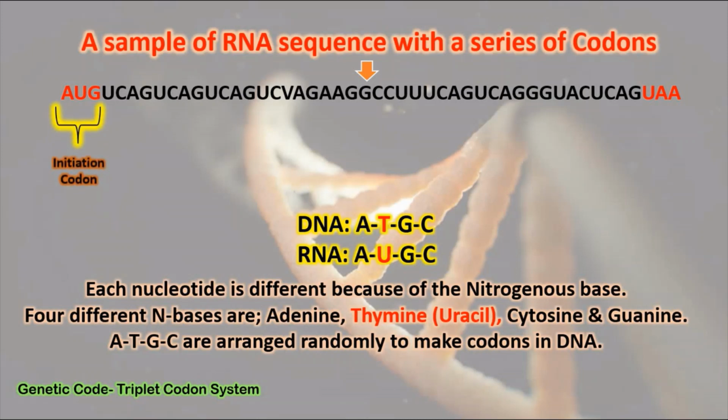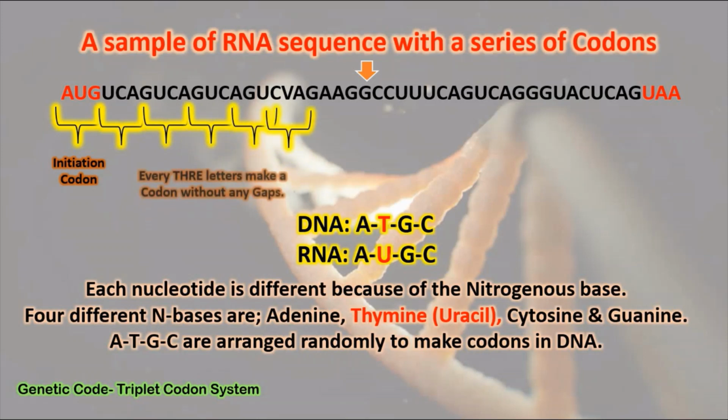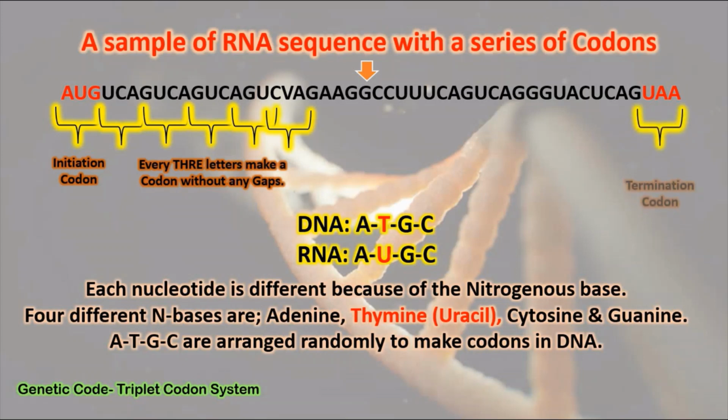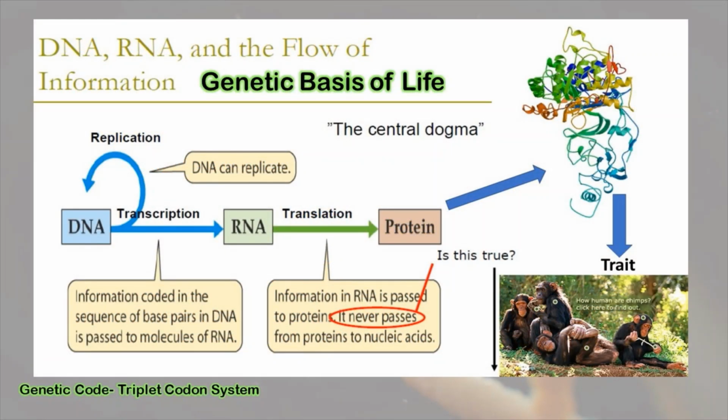AUG is the initiation codon, and the codons which follow AUG, a set of 3, are the subsequent codons. You can see these are all the codons. Set of 3 nucleotides is 1 codon. These codons run without any gap because genetic code is commaless, and the last codon is the termination codon. This is how the information in the living system is stored, by using the genetic code, and this is the basis of life, and this is what is known as the genetic basis of life.